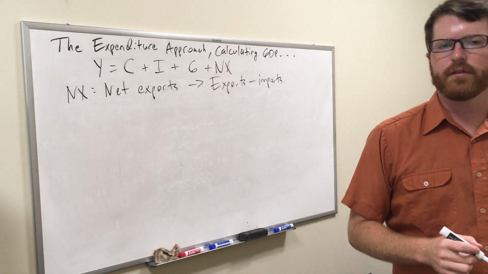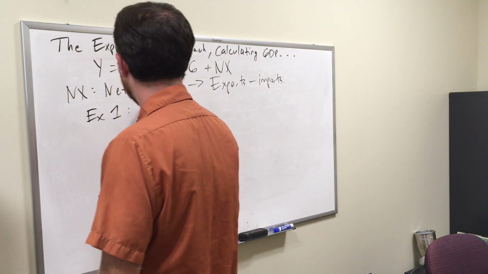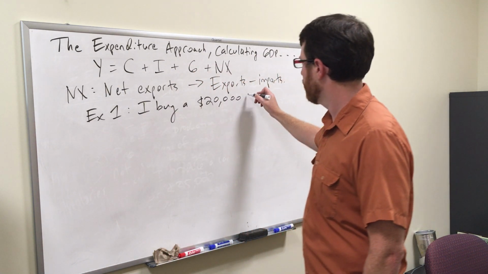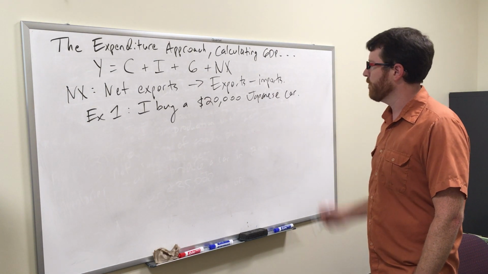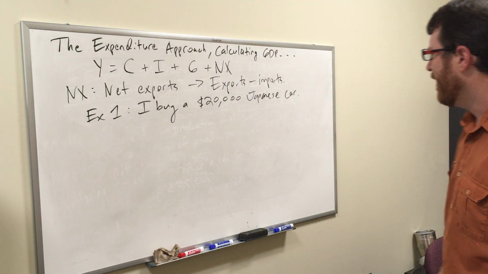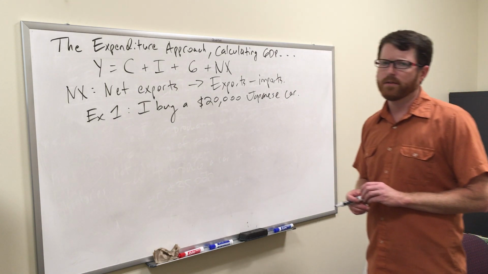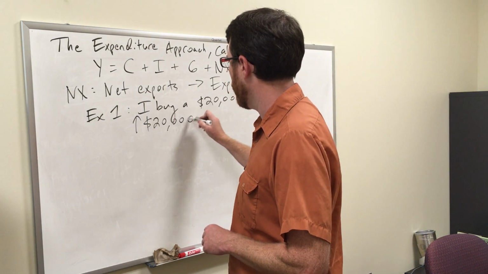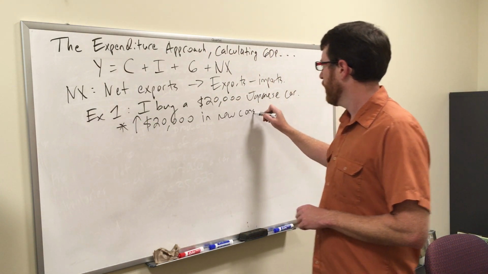To show why this is necessary, let me give you an example. We'll do two examples here. So let's say I buy a $20,000 Japanese car from maybe Mitsubishi. I think that's a Japanese company. I don't hear much from them anymore. But let's say I buy a $20,000 Japanese car. Think about what that's going to do. The first thing that's going to do is actually make consumption go up by $20,000. So you're going to get $20,000 in new consumption.